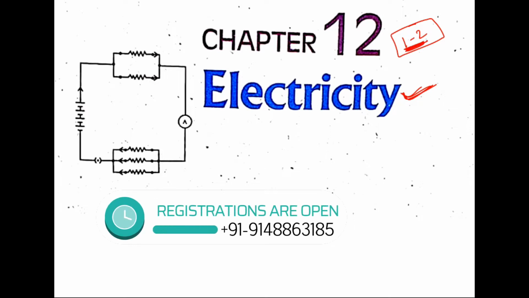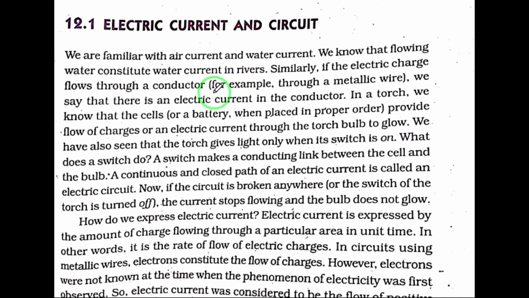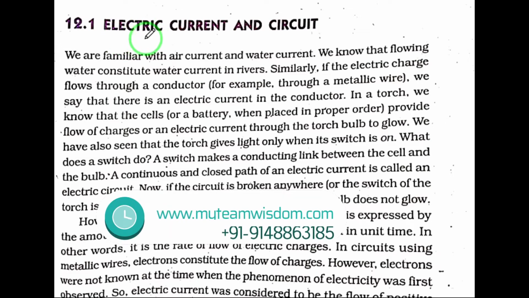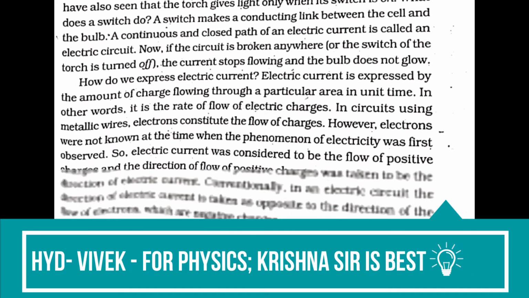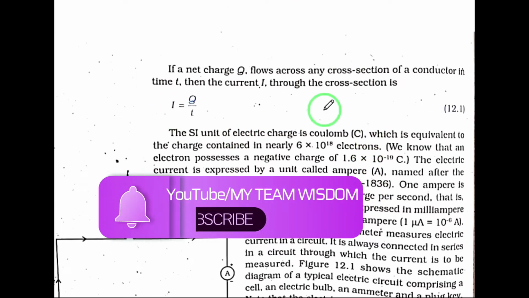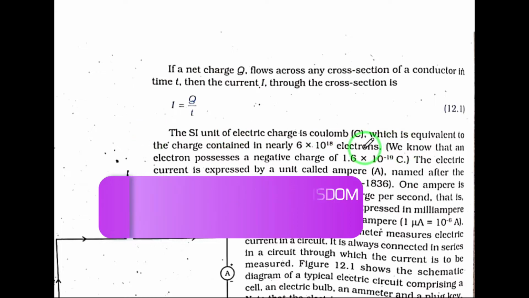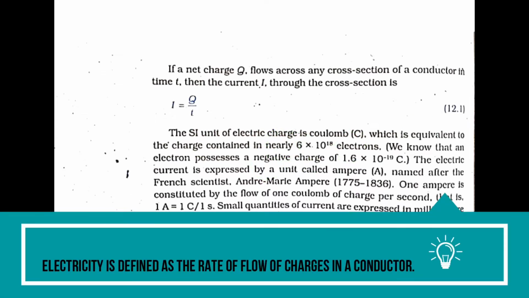Before that, let us see what content is available in the first 2 pages. On the first page you will see electric current and circuit. What is electric current and what is an electric circuit will be discussed. After that, on the first page itself, the direction of current will be discussed, and on the second page you will get the mathematical equation regarding electric current and how to solve problems on it. The charge of an electron and the number of electrons for each coulomb will also be discussed.